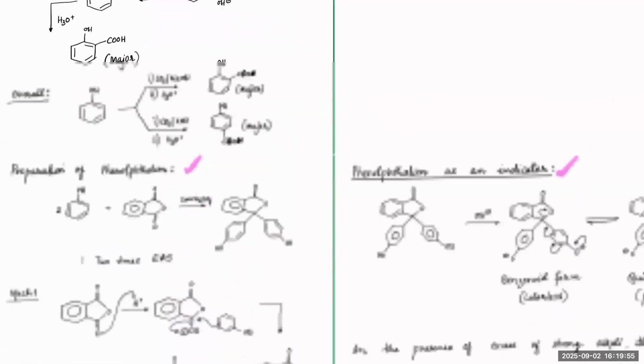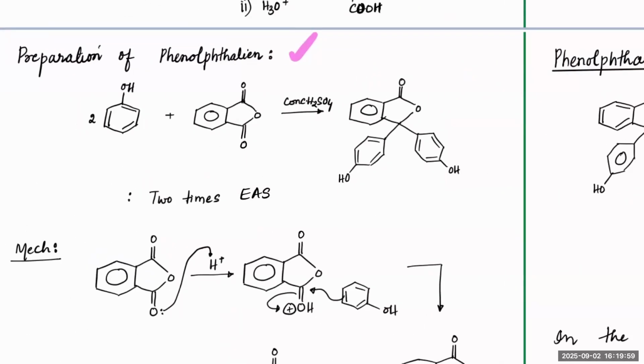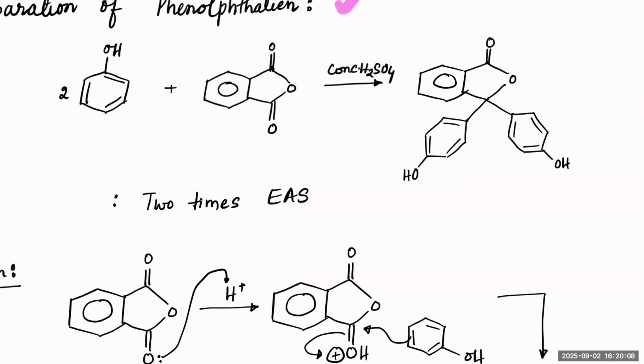Next, phenolphthalein. Only the reaction is important, so just notice the phenolphthalein reaction. If I take 2 moles of phenol, react with a phthalic anhydride. This is phthalic anhydride.